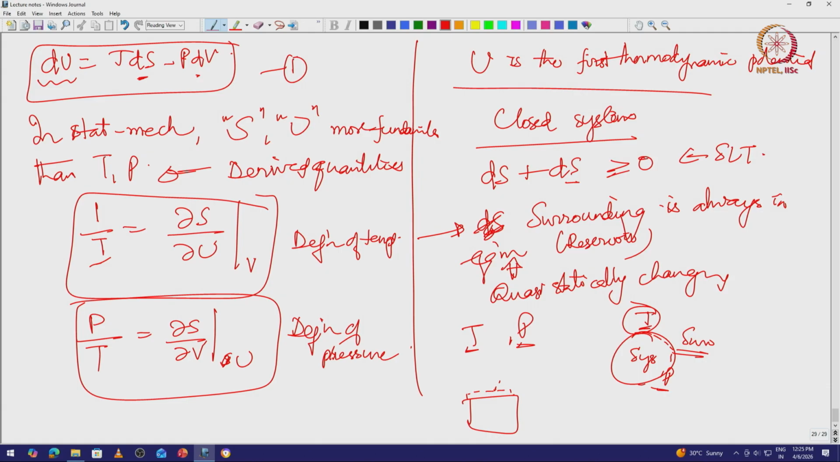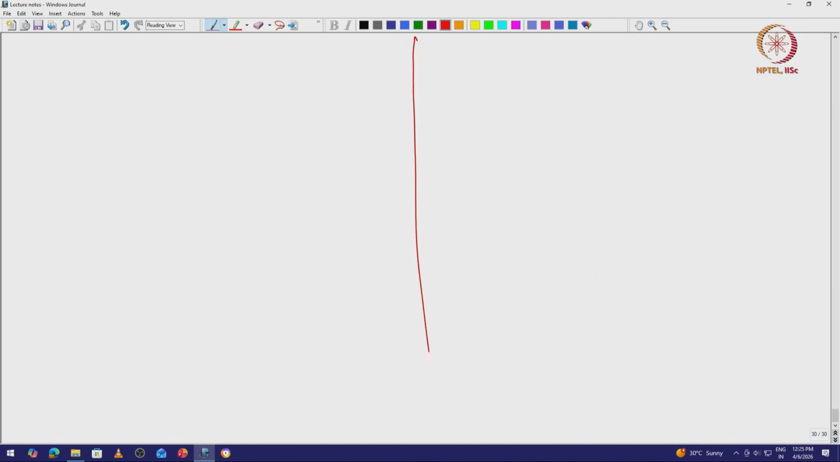So, I can actually control the temperature of the surrounding, I can control the pressure of the surrounding. So, these are some things that are in my control. I'll come back to this when I give you an example of a vacuum chamber.